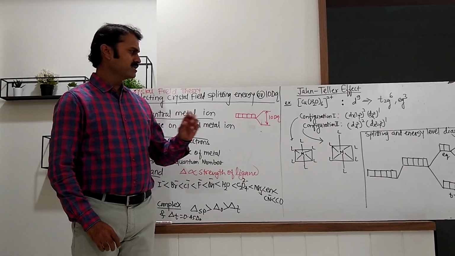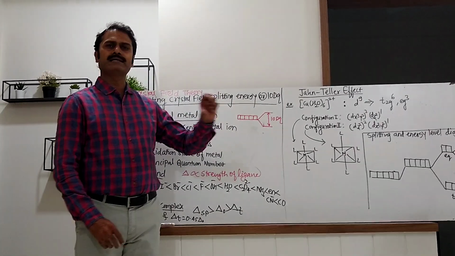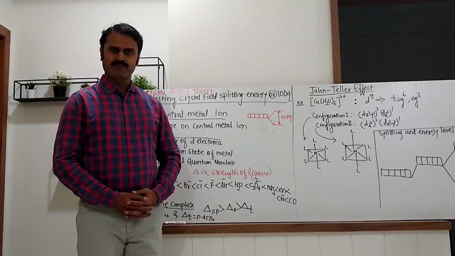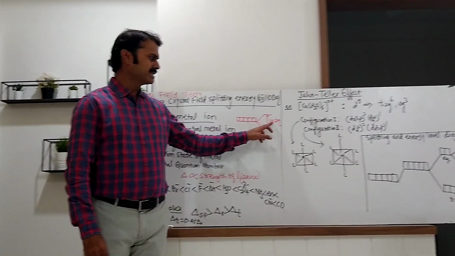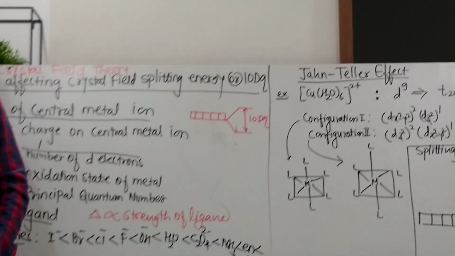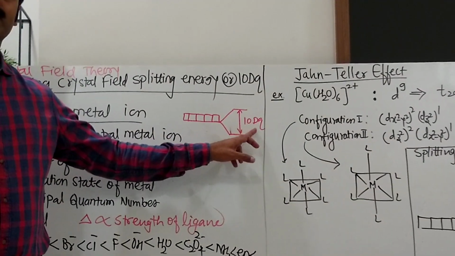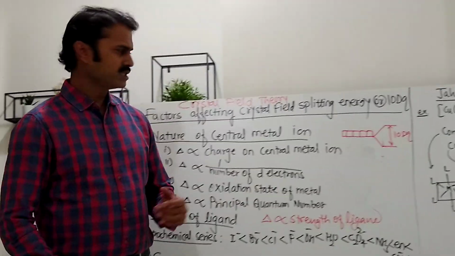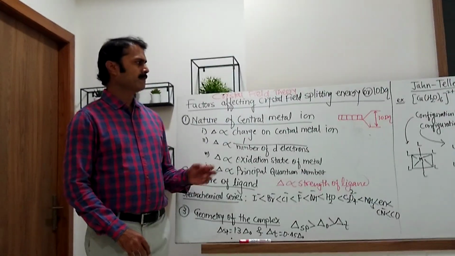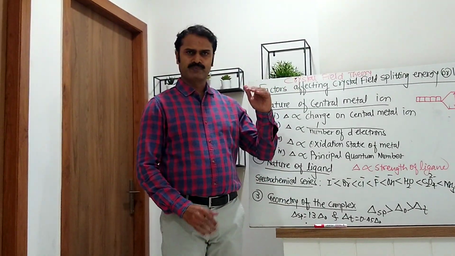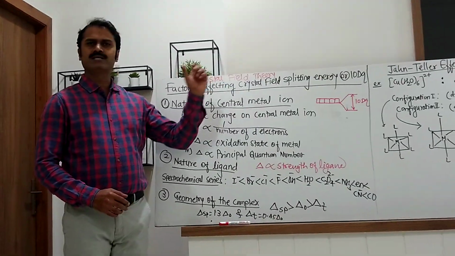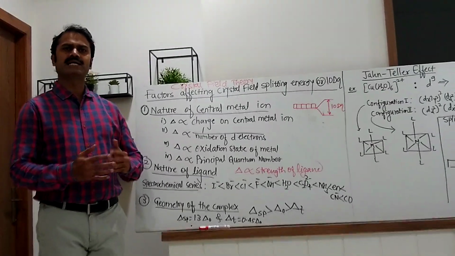The energy difference between lower d and higher d is known as crystal field splitting energy. Crystal field splitting energy is denoted by 10 Dq. In this section, first we will discuss the factors which affect crystal field splitting energy, that is 10 Dq.